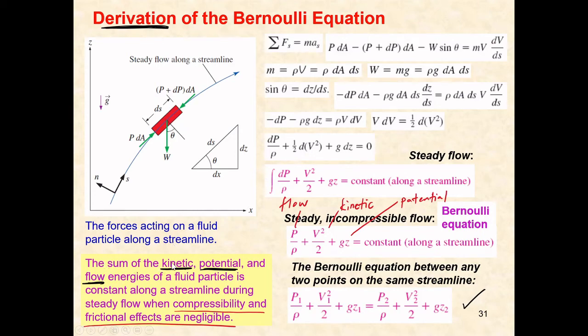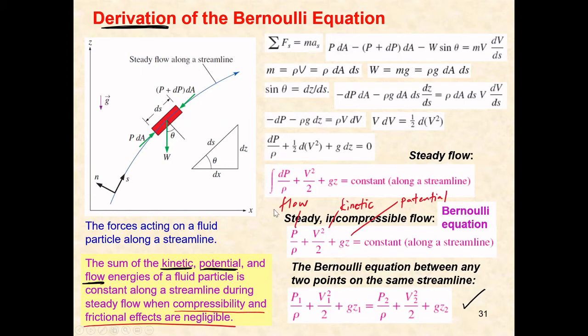The sum of kinetic, potential, and flow energies of the fluid is constant along the streamline. Here the blue line is the streamline. Along the streamline, you might have a change of kinetic, potential, or flow energy, but the sum of these three along this blue line is always constant, during steady flow when compressibility and frictional losses are negligible.